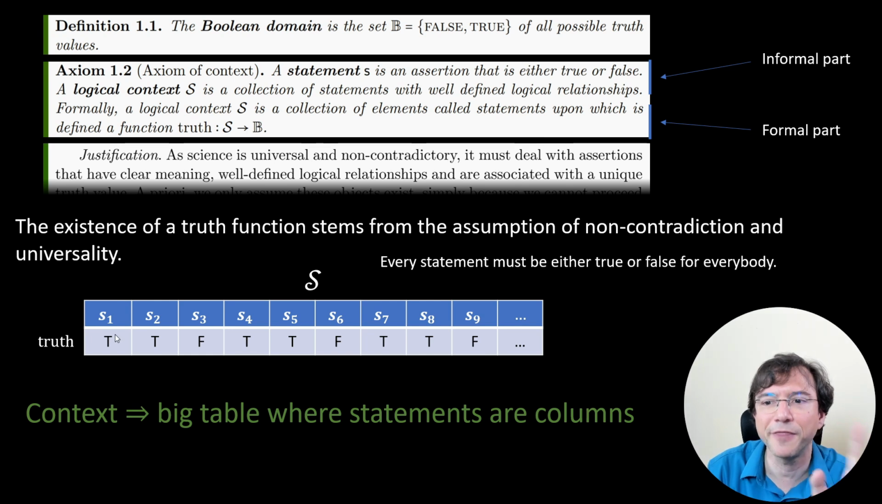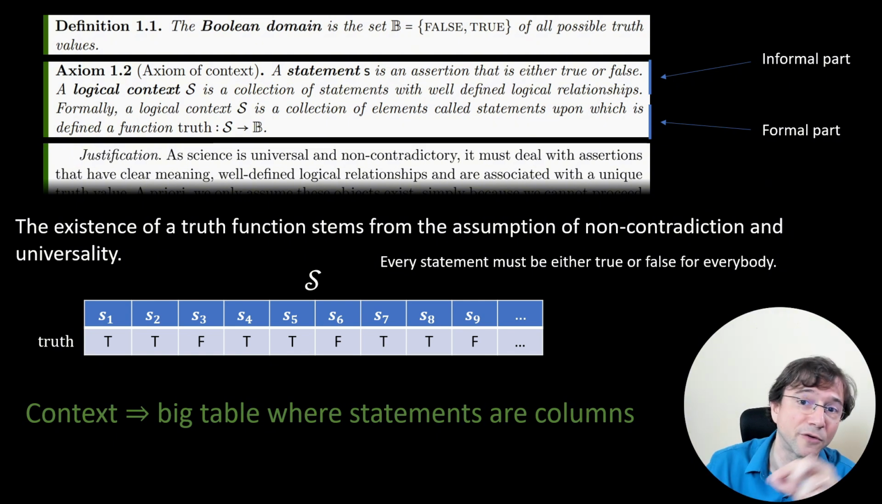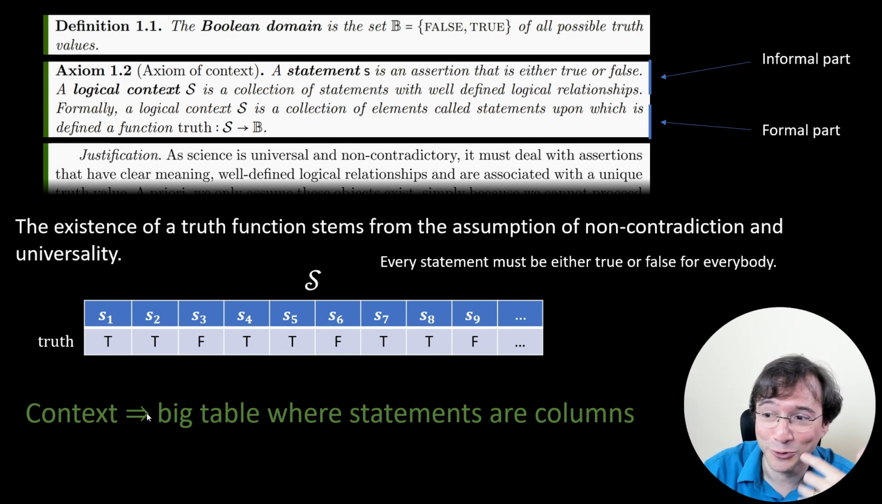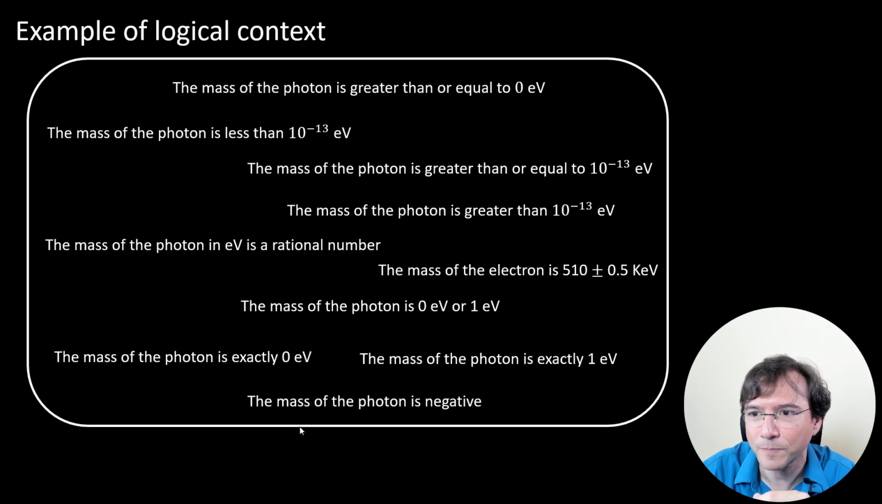And so you can really think of the context, at the end of the day, after we remove all the things and all the details, as just a big table. Every column is a statement, and at this moment we just have one row, and the row is the truth value for each statement. So that's essentially what we are trying to capture, just a big table.